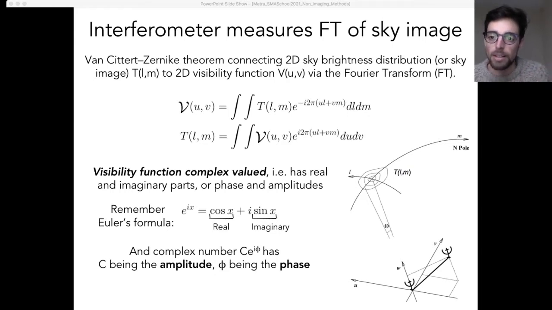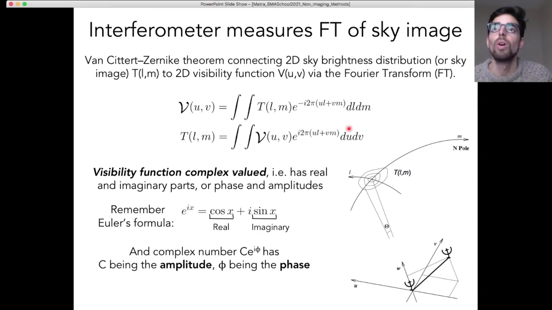Okay, and so the complex number c e^(iφ), so we can represent our visibility as a complex number c e^(iφ), which has c being the amplitude and φ being the phase. So c cos φ will be your real part, and c sin φ would be your imaginary part. And you can use this Euler formula to go from phase and amplitudes to real and imaginary at any point. Okay, but since we'll be talking about both, I thought I should remind you here.